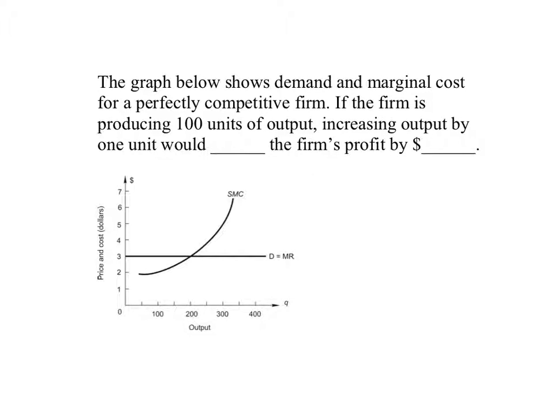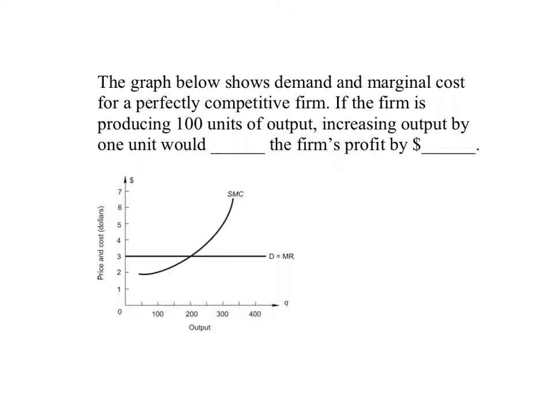If the firm is producing 100 units of output, increasing output by 1 unit would do something to the firm's profit by some dollar amount. And as I recall, the possible answers involved increase or decrease by some dollar amount. Don't worry about A, B, C, D, E. Let's just see if we can answer this by looking.